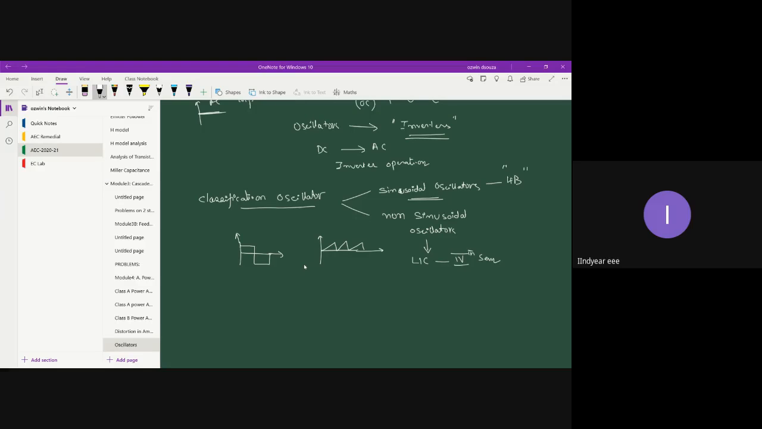All right. Now, that being told, that is about the classification of oscillators and the definition of oscillators. Probably now I can talk more about the feedback mechanism in oscillators. Now, the type of feedback used in oscillator is different from the conventional closed loop circuits. So the type of feedback used in oscillator is positive feedback.